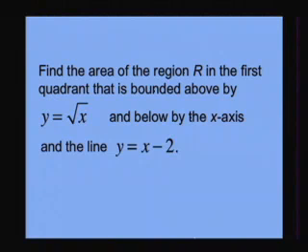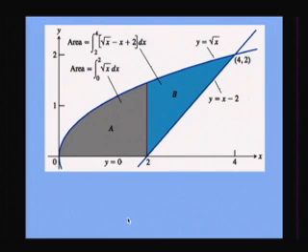Find the area of the region R in the first quadrant that is bounded above by y equals the square root of x and below by the x-axis and the line y equals x minus 2. So the picture of this is here. We can see that we have two distinct areas that I want to deal with. The reason is that as we start at 0 and get to the point of 2, the bottom boundary, and let me use this red pen, all of a sudden changes, and it becomes this line right here. And so we have two separate areas that we're going to integrate here.